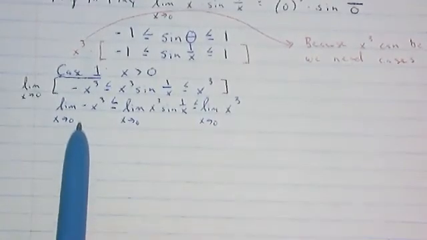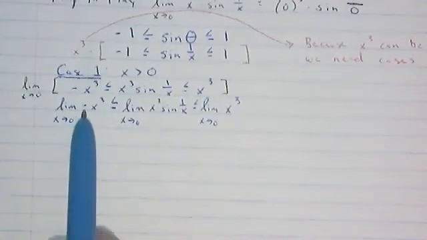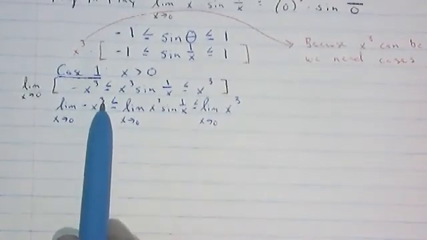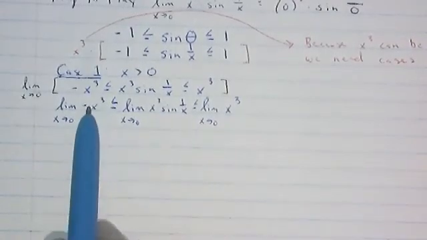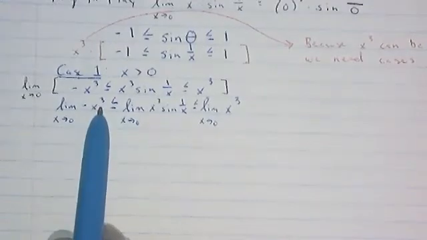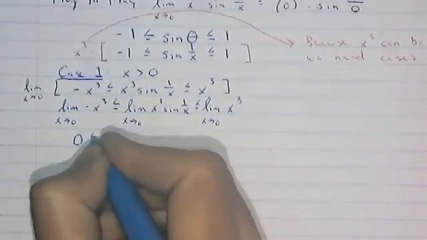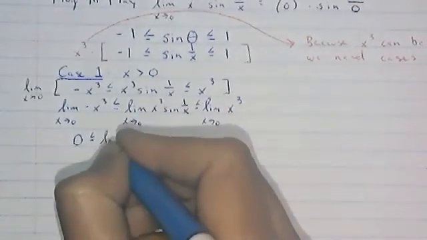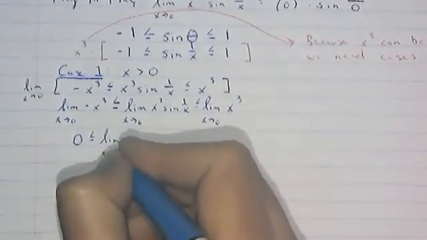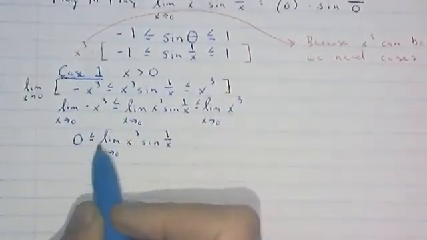Let's plug and play. What's 0 cubed? What's the opposite of 0? Still 0. So 0 is less than or equal to, we still don't do anything with the middle because we can't. We don't know how to evaluate this. This is why we're resorting to using the squeeze theorem. But we know it's greater than or equal to 0, so that's a start.